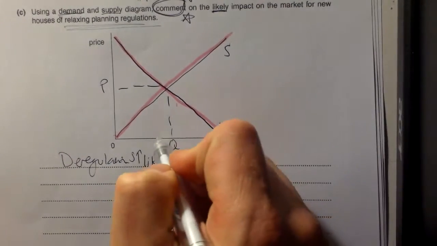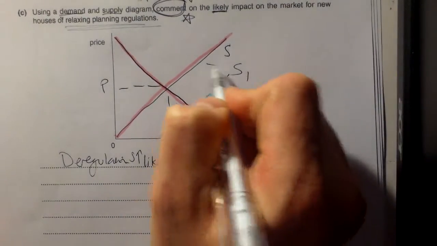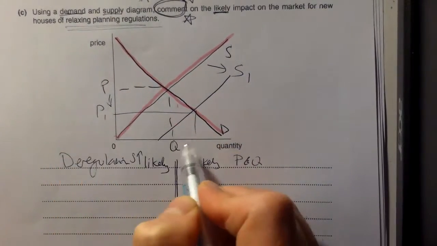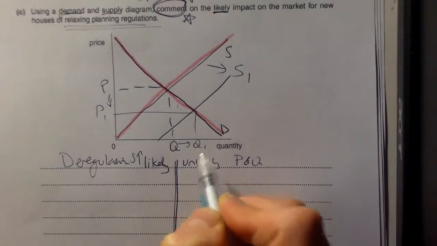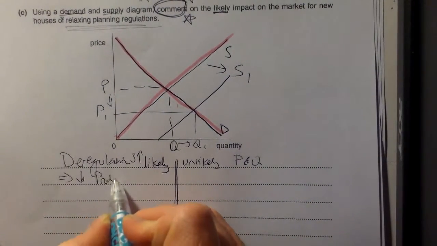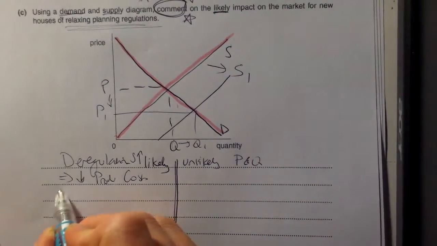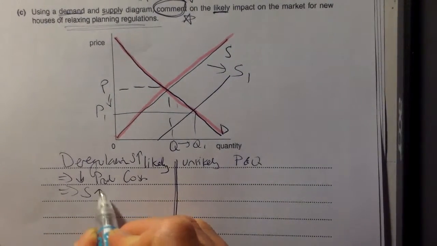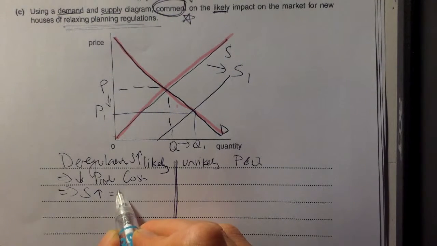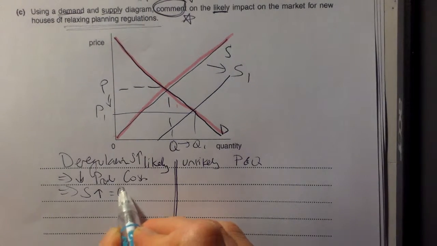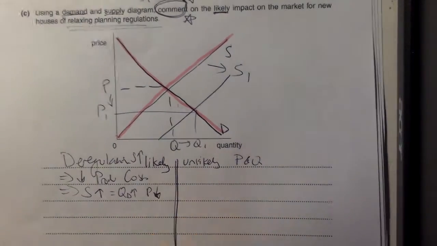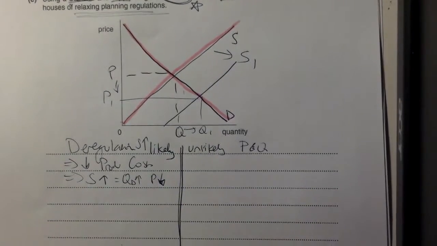Now, if we deregulate the market, what we're going to have is an initial change which will bring down price as supply increases and increase quantity. So we want to explain that it reduces production costs of businesses. The reduction in production costs causes supply to rise. This causes the quantity demanded to rise, but it also brings down the price in the market.